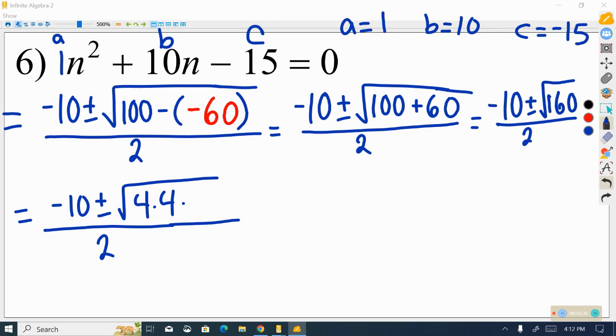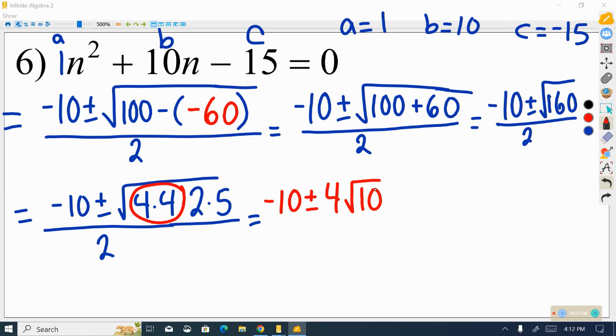So we could break that down even more, times like 2 times 5, right? And the only repeated factors that we have here are these two 4s, right? So that means that we're going to be able to pull a 4 outside of the square root sign, and the 2 times 5, those don't have a repeated factor, right? So those will have to stay inside. So in this case, we can change this to look like negative 10 plus or minus 4 times the square root of 10, because 2 times 5 is 10, and that's what's left inside. And here we have 2.